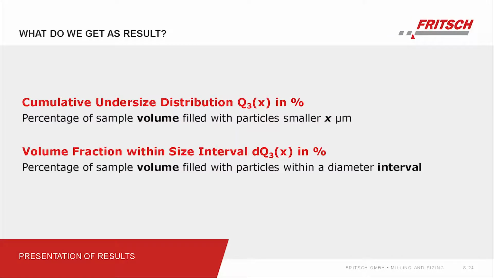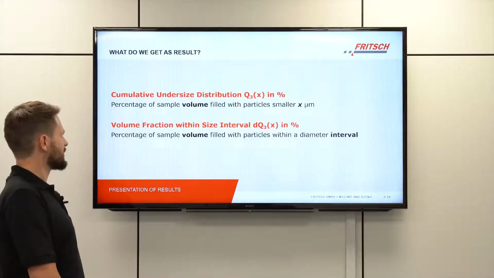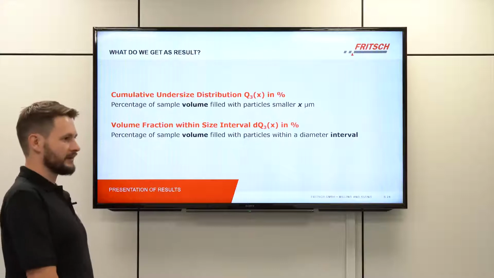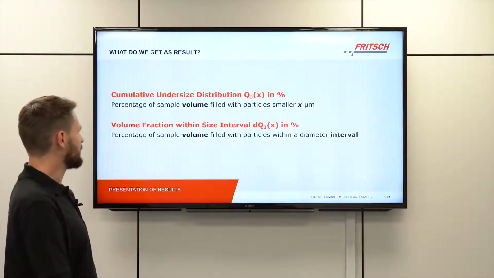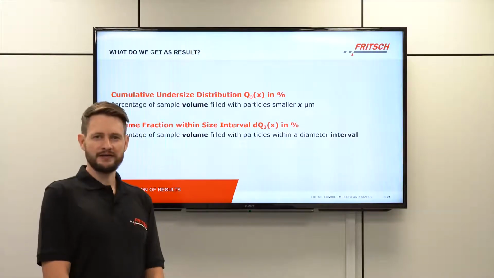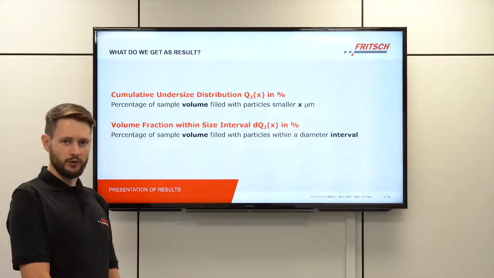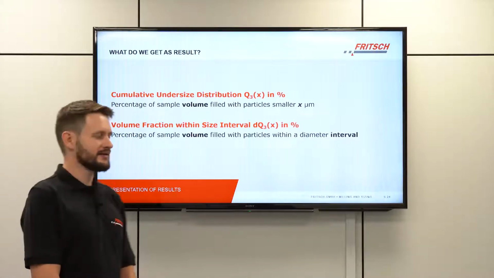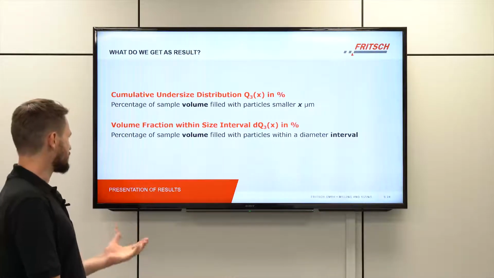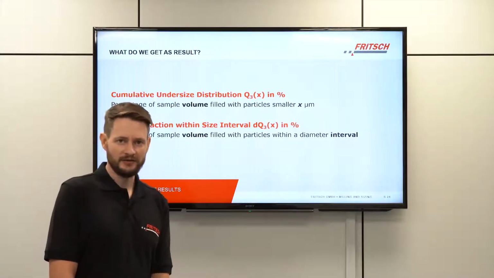Let's have a look at the theoretical definition of the aforementioned curves. The sum curve, also called the cumulative undersize distribution, is defined as the percentage of the sample volume filled with particles smaller than size x, while the particle size distribution, also called volume fraction within a size interval, is basically defined as the percentage of sample volume filled with particles within a certain diameter interval.